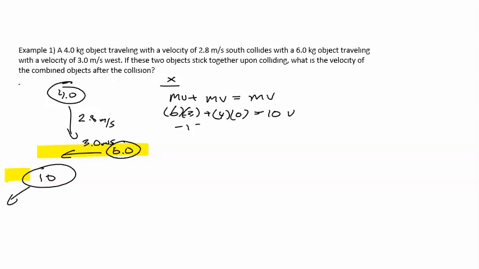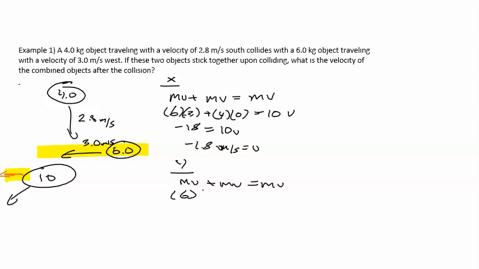So as a result, you get negative 18 from this side is equal to 10v, or negative 1.8 meters per second is equal to v. Now, that's just getting this horizontal component of the velocity afterwards. In order to find the other part, we're going to need to do the same thing using the y direction. mv plus mv is equal to the combined mv.